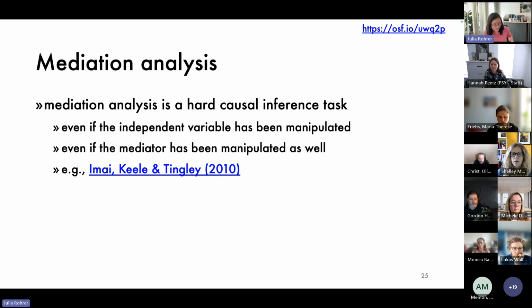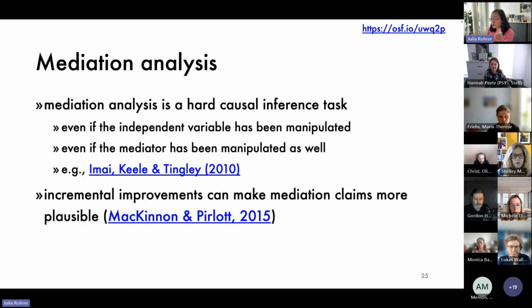So I know some people have fully given up on mediation analysis, and it is a bit of a debate whenever it's brought up on social media. In any case, if you do want to do a mediation analysis, there are actually lots of incremental improvements that you can make to make your mediation claims more plausible. And that's mostly about taking into account mediator outcome confounders, adjusting for them in various ways, and also running sensitivity analyses, just to get a feel for how much confounding would be necessary to completely mess up your results.